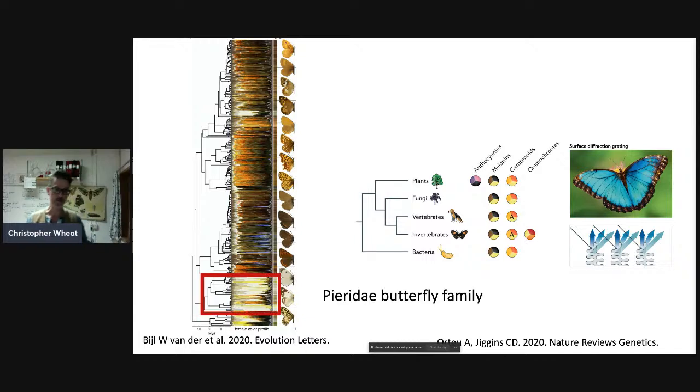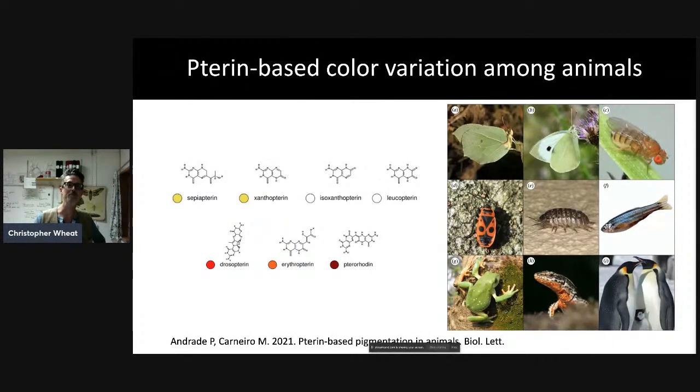But today, I'm focusing on this butterfly family, the Pieridae, also known as the yellows, whites, and orange butterflies. And they don't use melanins and carotenoids. They use a pterin-based color, pteridines. And here are some examples of different animals that also use pteridines for their color variation. These colors range from a yellow that you see in sepiapterin, to kind of a red that you see in drosopterin, to erythropterin for oranges, and leucopterin for whites. So this is the kind of color palette that pterins can paint, and that's what we're going to be focusing on today.